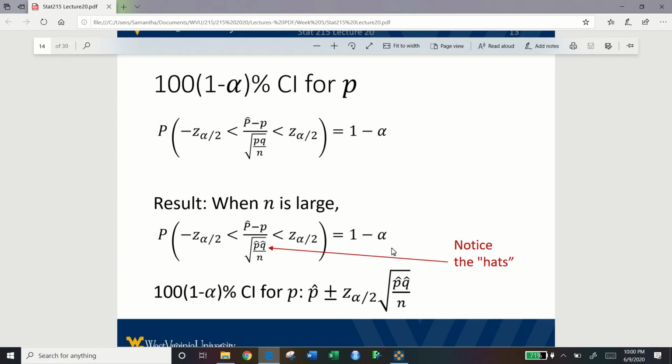So therefore, in our case, the 100 times 1 minus alpha percent confidence interval for p is going to be p-hat plus or minus z alpha over 2 multiplied by the square root of p-hat times q-hat over n.